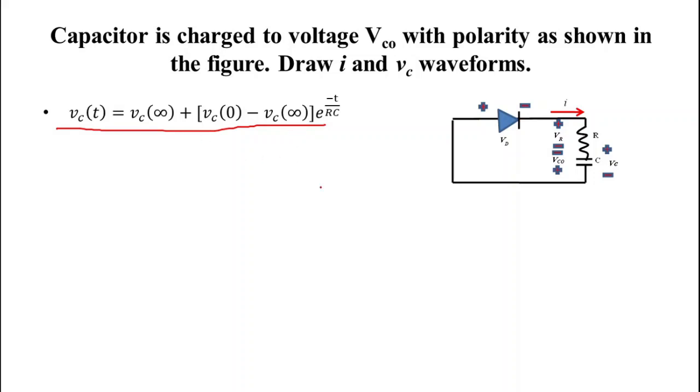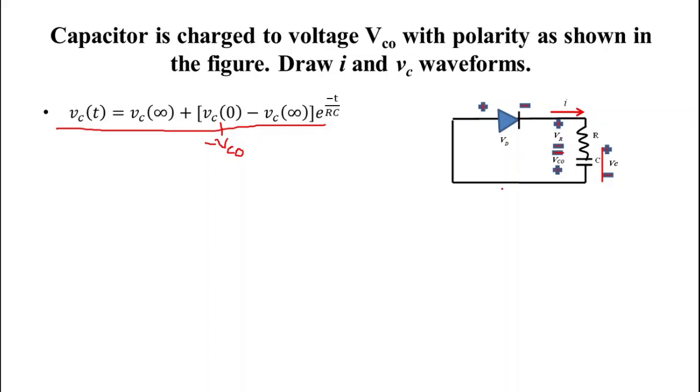We know that initially this capacitor is charged to voltage VC0. The reference for polarity across this capacitor is this, but it is charged to this polarity. So we will put VC(0) equals minus VC0.